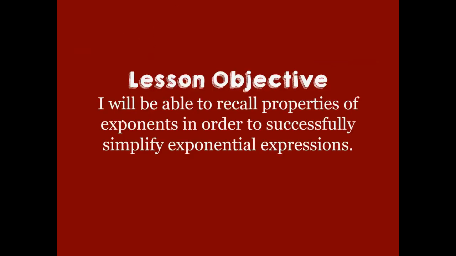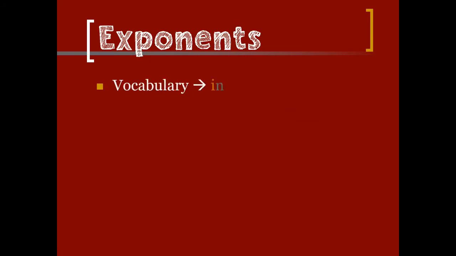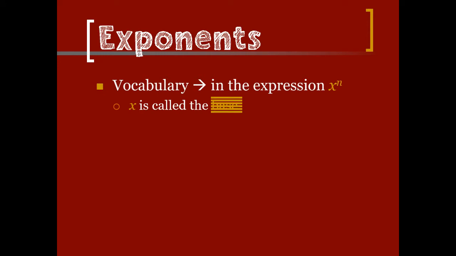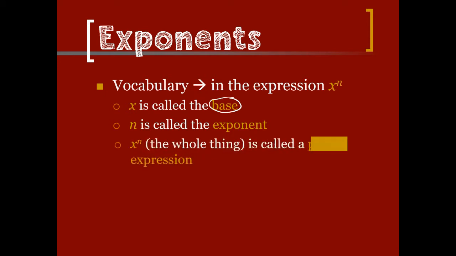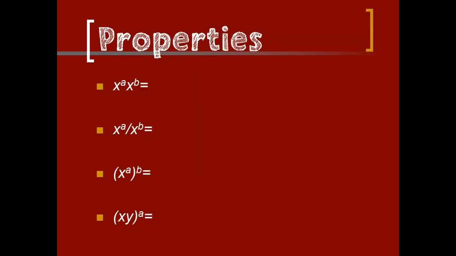So in this lesson, as I was just saying, we'll be able to recall properties of exponents. Maybe you already know some off the top of your head, in order to successfully simplify exponential expressions. So, exponents. In the expression x to the power of n, x is called the base. It's an important word. And n is called, maybe you guessed it, the exponent. X to the n, the whole thing, is what we know as a power expression. So let's talk about some properties.